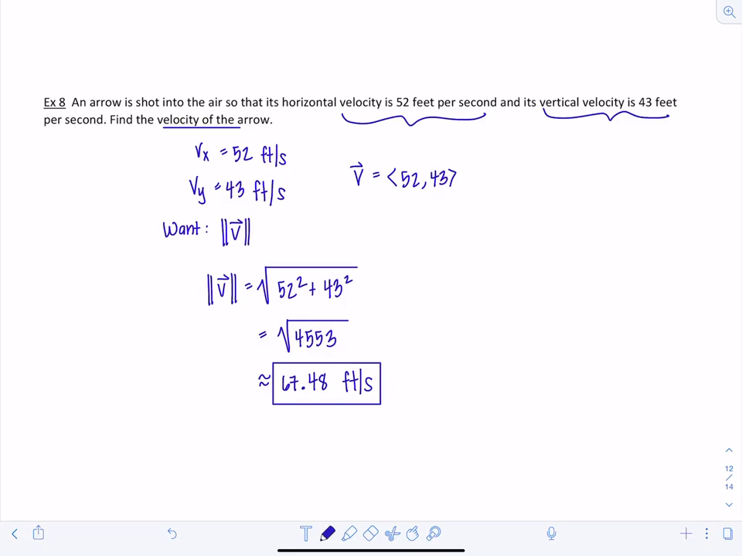Okay, so that concludes the lesson on vectors. We're going to do a little bit more involving the dot product in the next video, so stay tuned.